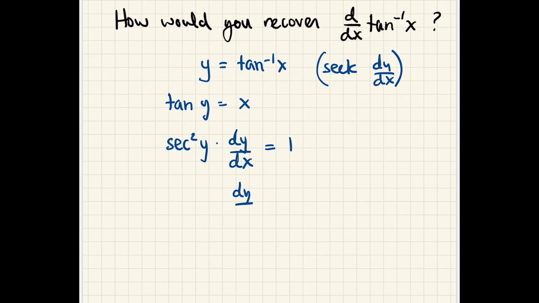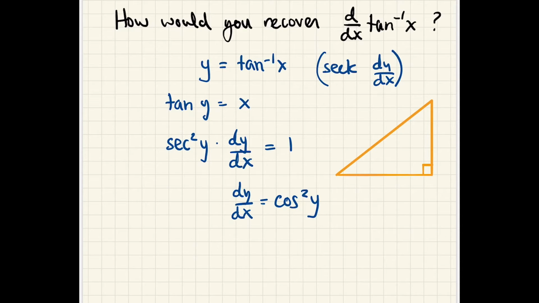Isolating dy/dx gives us cosine squared of y, right? That's what dividing by secant squared will do. So we have cosine squared of y. Great, we found dy/dx, except that's really unsatisfying because we, the people trying to solve the problem, invented the letter y. The original problem is asking about inverse tan of x, which should be some expression involving x. So we need to convert this back over to x's. And the way we do that is by drawing a triangle.